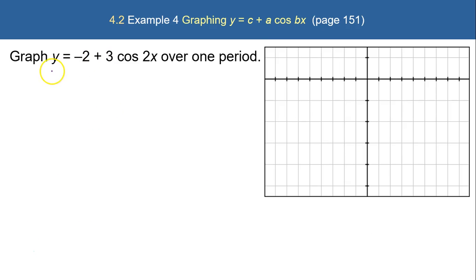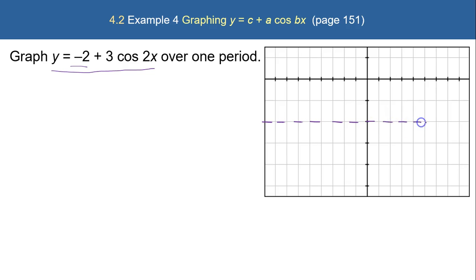Okay, we are being asked to graph this function right here, and this one does not have a phase shift, but our next one will, along with a vertical translation. But here, our vertical translation is this right here. So it's going to be shifted down at -2 units.